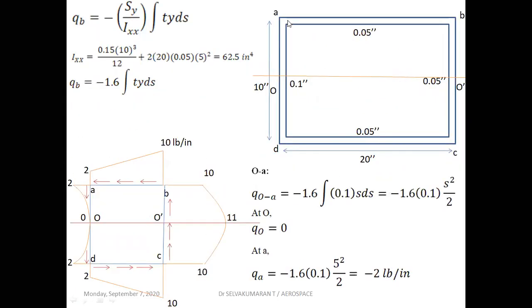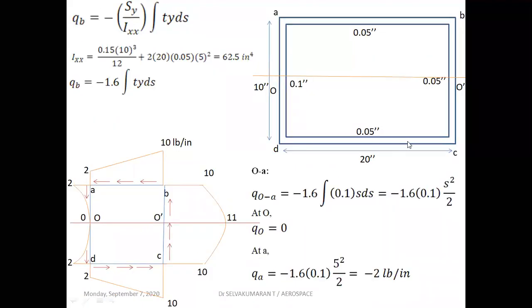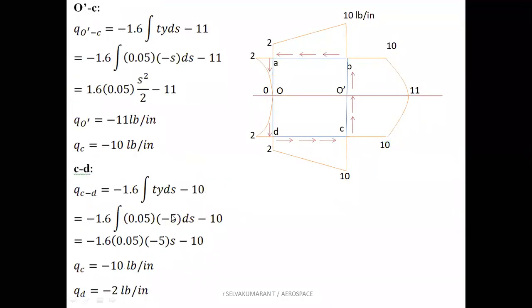Similarly for CD, how will you write? We take a small element ds, located at a distance s from C. Now C to D, as we have taken here, the y distance will be minus 5. Integrate, I will get qs, so a straight line variation.